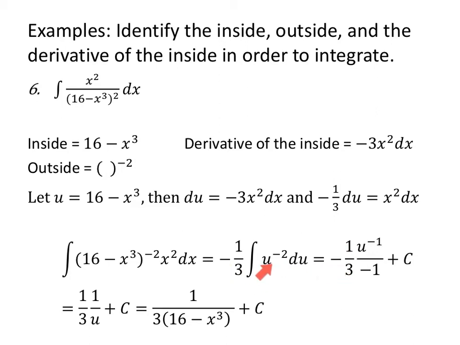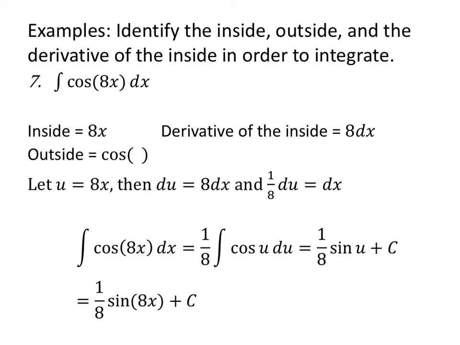the antiderivative of u to the negative 2 is u to the negative 1 over negative 1. The negative 1 and the negative 1/3 makes a positive 1/3. U to the negative 1 is 1 over u. And after I get to this stage, don't forget the plus c. I do have the plus c there. That's 1 over 3 times 16 minus x cubed plus c. Find the derivative. If you don't believe me, take the derivative and you'll see that we did a good job.